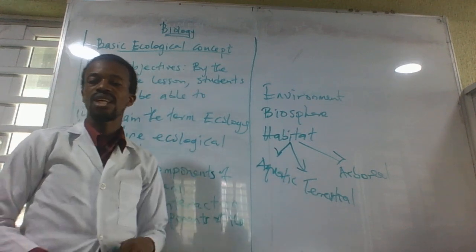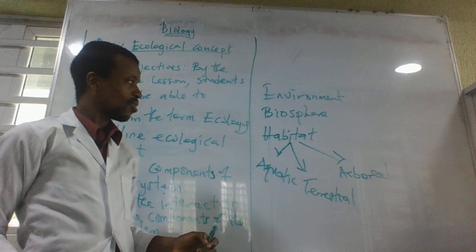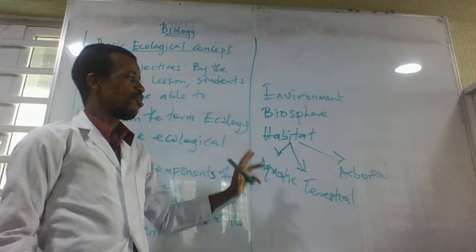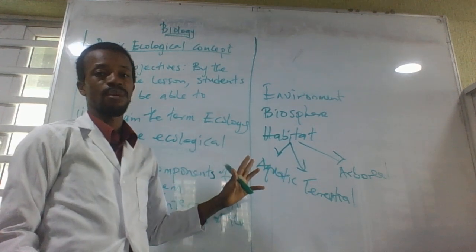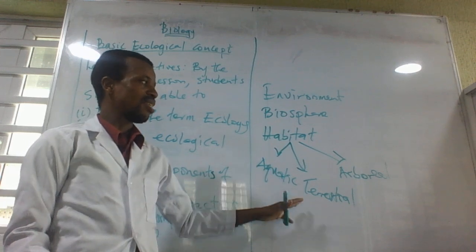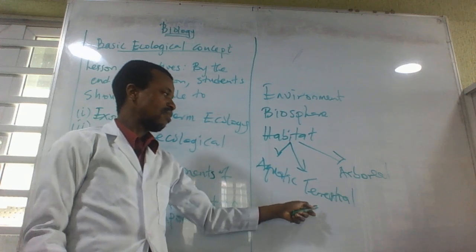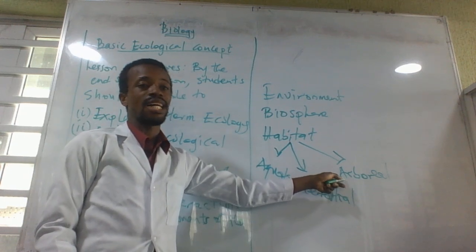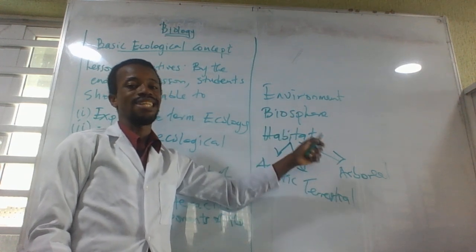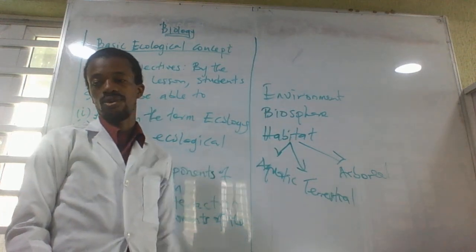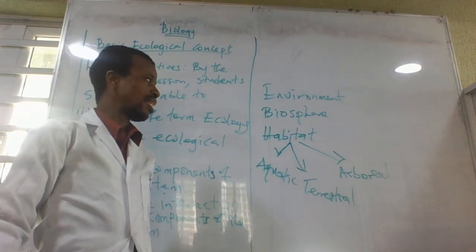So with that, we now go to the ecological niche. Under habitat, we have to understand that we have three major parts, which are the aquatic, terrestrial, and the arboreal. Aquatic has to do with the liquid part, terrestrial is the solid part, and arboreal is the atmospheric part that is above the land, the tree tops.